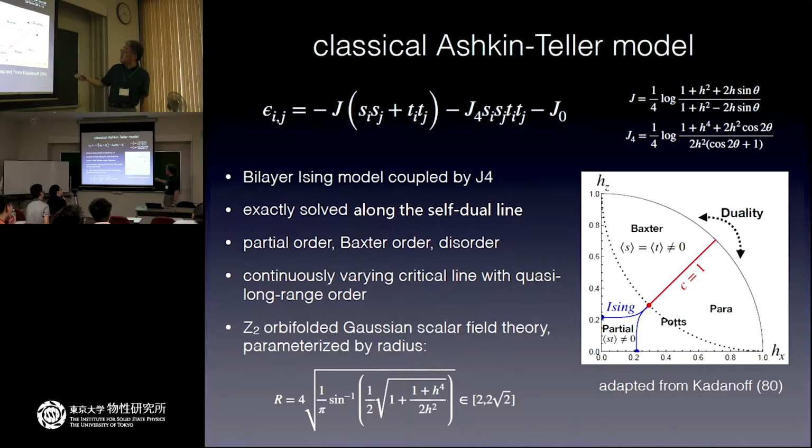This boundary line of this phase diagram corresponds to J4 equal to 0. So this boundary line describes two decoupled Ising models. Two decoupled Ising models, as you know, this 2-dimensional classical model has a continuous phase transition.